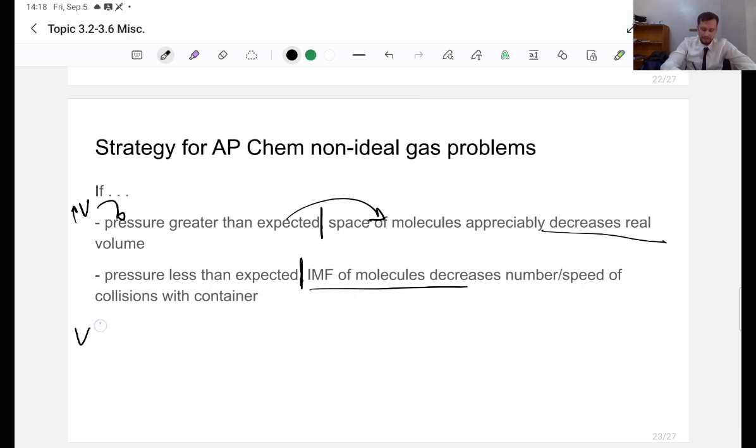If there was a question saying there's a decrease in pressure, why? The pressure is less than would be ideally expected. Well, then if there's a decrease in volume because the pressure was less than ideally expected, then it has to do with intermolecular forces. So even if they're talking about volume, take it back to pressure and then the explanation.